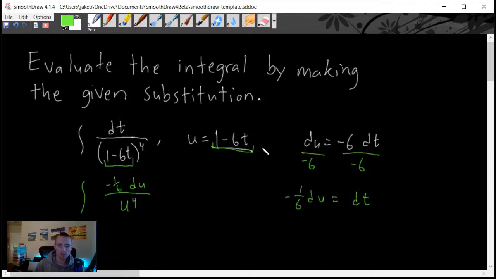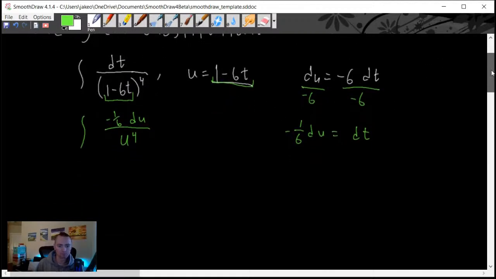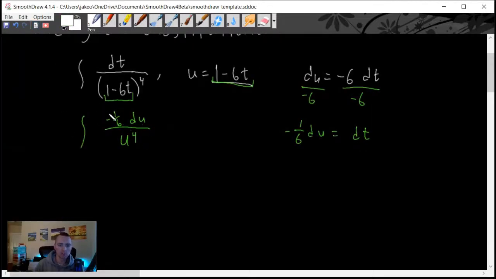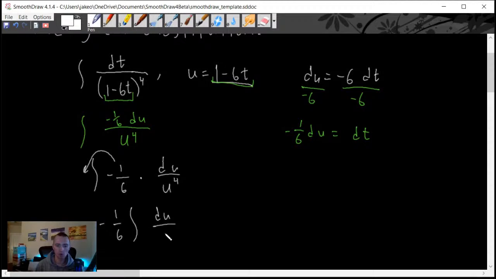So now once we've done that, there's a couple things to point out right off the bat. First of all, the numerator of this fraction is just a constant, negative 1/6 times this du. Whenever we have a constant times a bunch of other stuff, we can rewrite this as a constant negative 1/6 times du over u to the fourth. Whenever we have a constant times a bunch of stuff within our integral, we can pull that constant out of the integral. So doing that is actually going to give us negative 1/6 times the integral of du over u to the fourth.